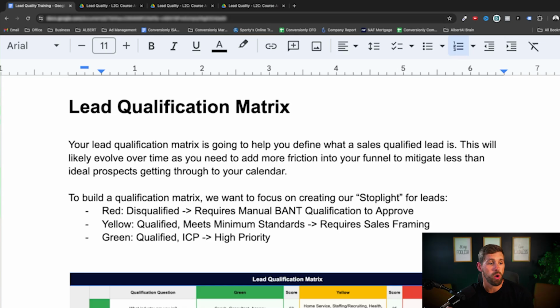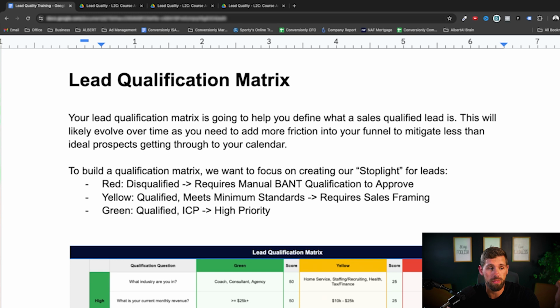Green being a great answer, the ideal candidate profile or ideal customer profile. Yellow means they're not good, not bad, we can work with them. Red meaning, this is less than ideal or we can't work with them. Okay, so in this process, your lead qualification matrix is ultimately how you define what a sales qualified lead is.